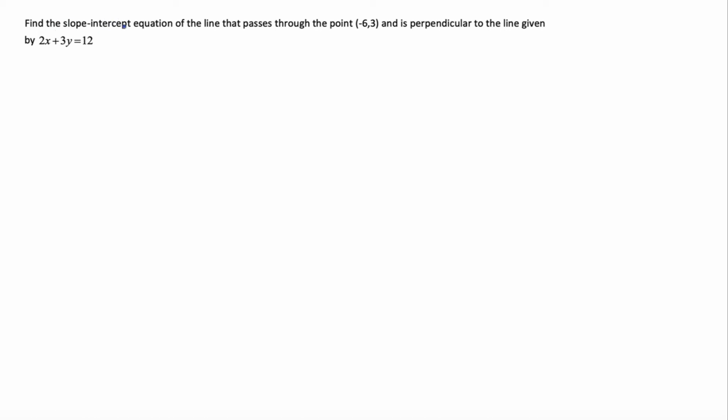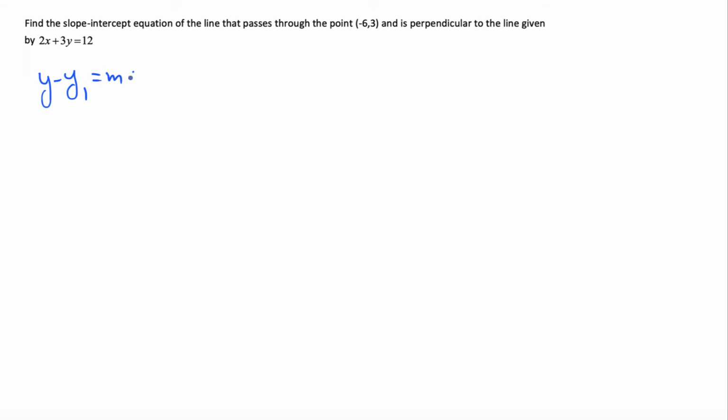Find the slope-intercept equation of the line that passes through the point (-6, 3) and is perpendicular to the line given by 2x + 3y = 12. All right, so we know that we want to find the equation of a line, right? So the first thing we should do is write down the point-slope formula.